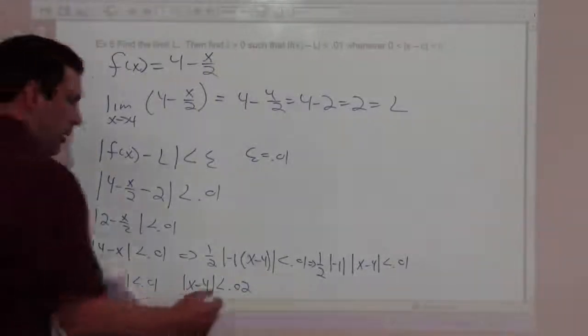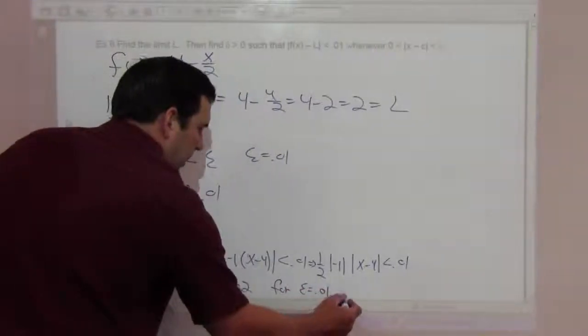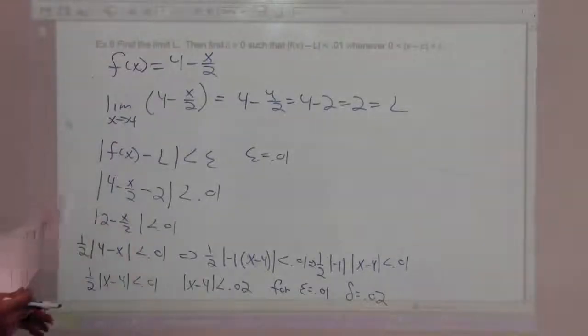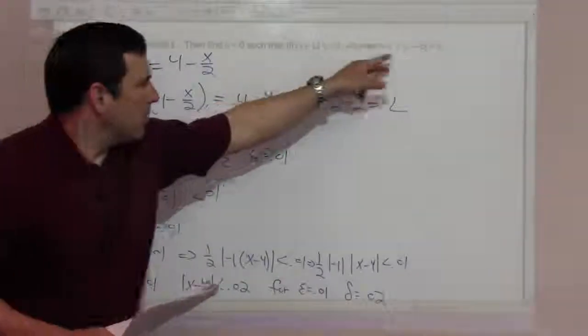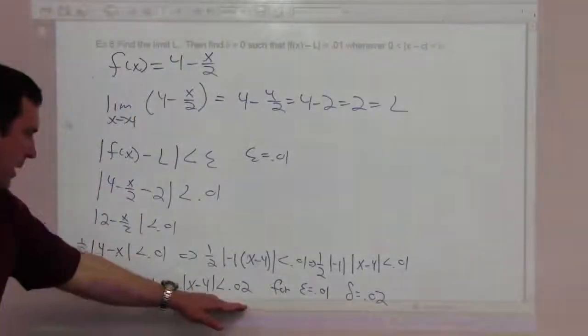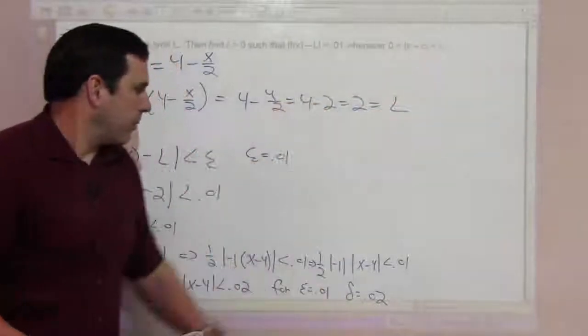So that for epsilon being 0.01, delta is 0.02. So our epsilon was 0.01, so delta is 0.02. Delta being 0.02 makes this line up perfectly here because our C is 4.